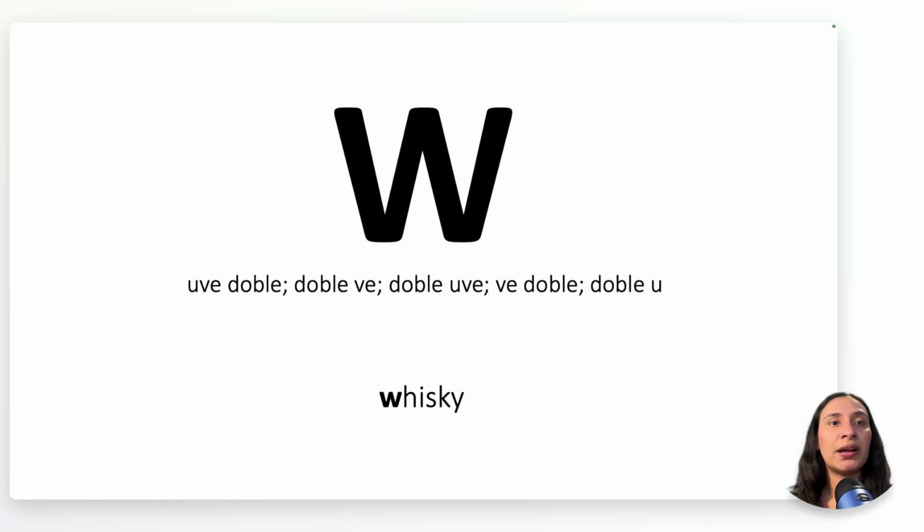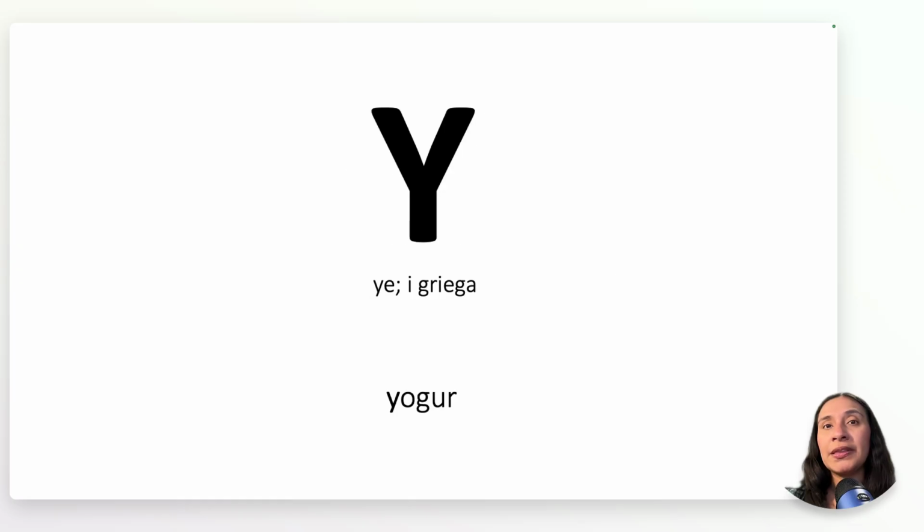Then we have the little w, and one of the examples that we have with W, or any of the other alternatives, is whiskey, right? Whiskey. Then we have the little Y or J. I personally say Y. I love saying Y. But that's the letter, and those are the alternatives for the letter Y. And then we have yogurt.